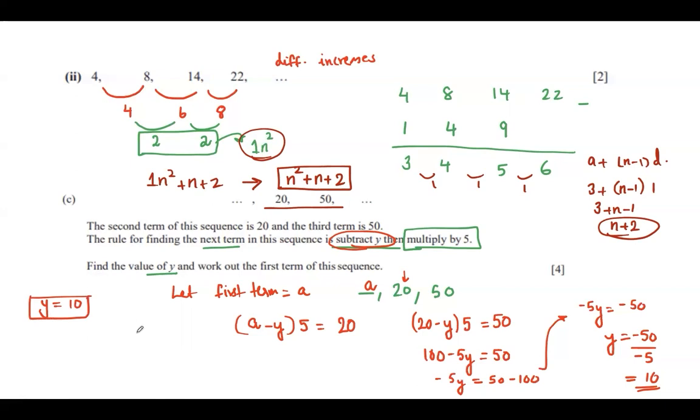Now with this information, we will be able to find a. So let's substitute: a minus y, times 5, is equal to 20. So we have a minus 10, times 5, is equal to 20. 5a minus 50 is equal to 20.